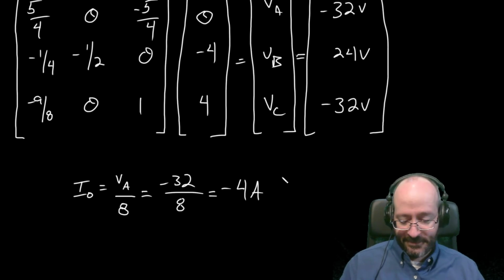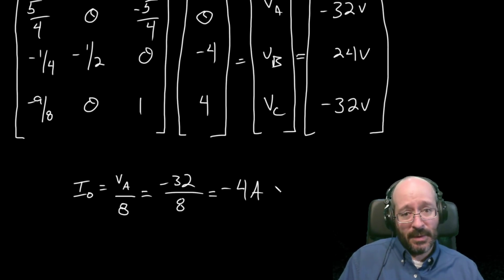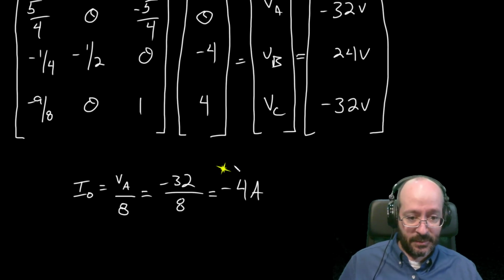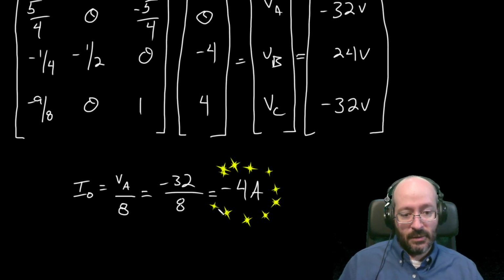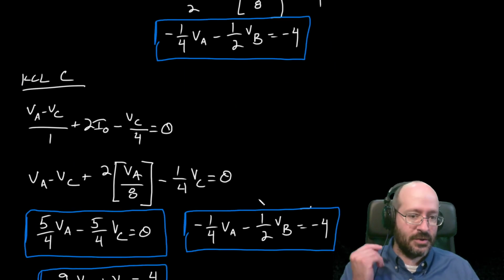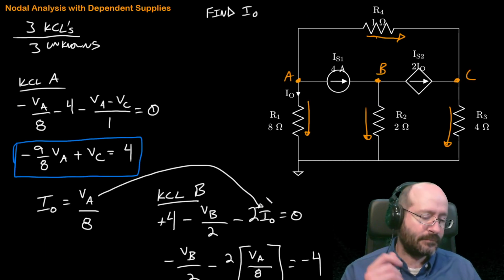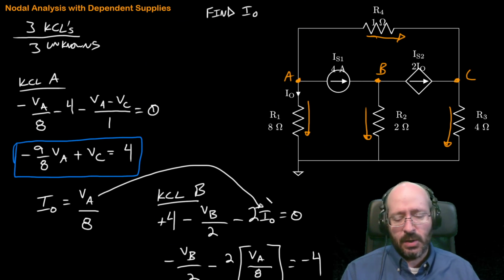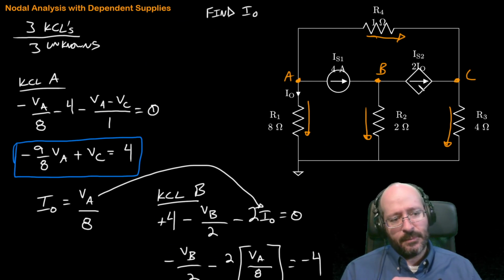Okay, so first dependent supply problem. I'm hoping it wasn't too much of a departure from what we've been doing so that you feel comfortable that you can do that one extra step with a little bit of substitution and get to where you need to go. This dependent supply is a current supply and it's controlled by a current. So it's a current controlled current supply. Look for what type of supply it is by looking on the inside.